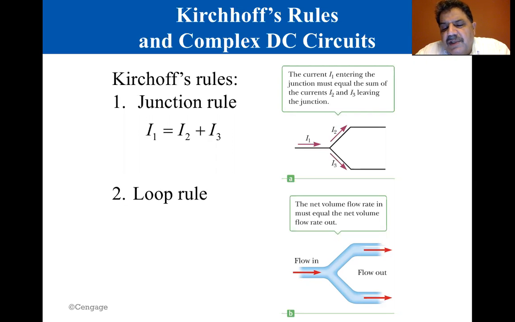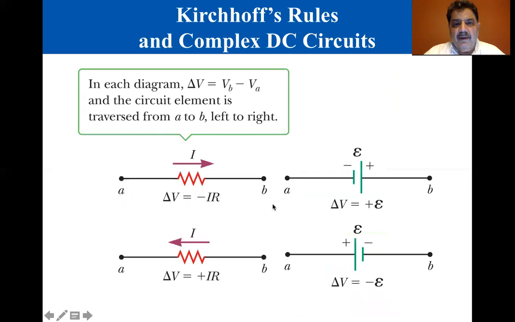The junction rule is a statement of conservation of charge. Whatever current enters a given point in the circuit must leave that point because charge can't build up or disappear at a point. If we apply this rule to the junction in the figure on the left, we get the current equation shown.